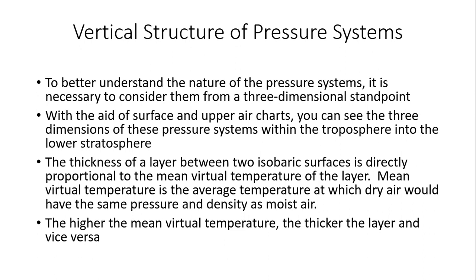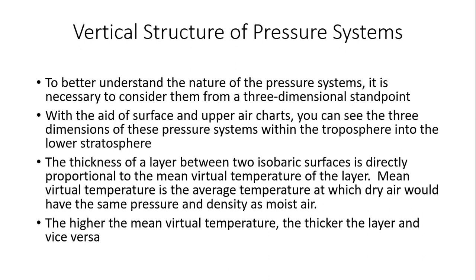Now, the thickness of a layer between two isobaric or constant pressure surfaces is directly proportional to the mean or average virtual temperature of the layer. Now, that mean virtual temperature, that's the average temperature at which dry air would have the same pressure and density as moist air. Now, keep this in mind. Why do we use virtual temperature? What is the difference between virtual temperature and regular temperature?